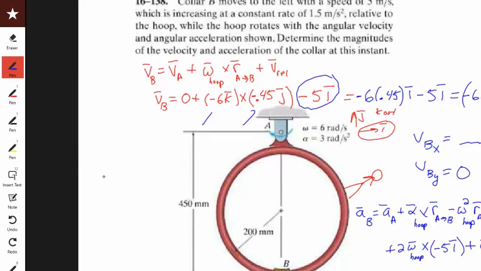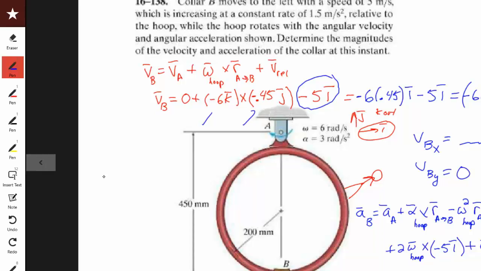Okay, so we had the relative. The relative is you're looking at it. You don't see that the hoop is rotating because you're standing on the hoop. So it looks like the guy is moving on a circle, and the easiest thing I can think of is tangent normal. It says it's increasing its speed, so that means it has a V dot, which is 1.5, and it's going to be directed to the left. So this is 1.5 in the negative i direction.